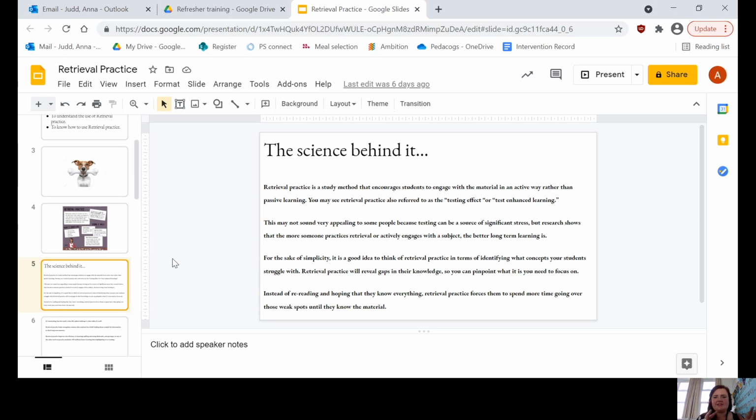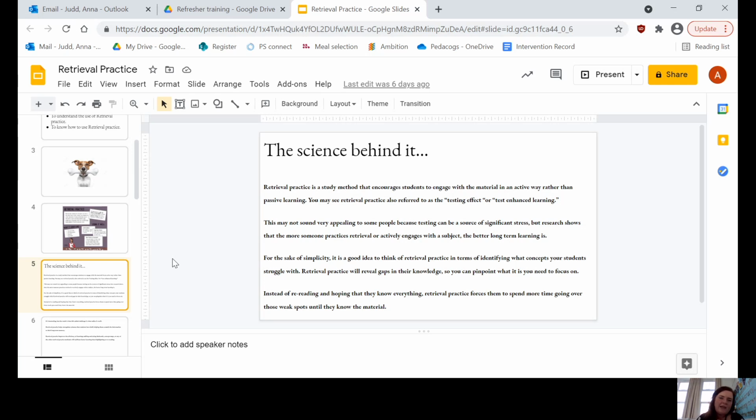So the science behind it is that retrieval practice is a study method that encourages students to engage with the material in an active way rather than passive learning. So it gets the children to actually do something. If you stand at the front and just say it to them again, they're passive in that as well. They might not be listening. They might hear the first part and think, I've heard this before, and switch off. Instead, you teach it to them once, and then you say to them time after time, right, who can tell me this? Who can remember this bit? And that's why we call it the testing effect.